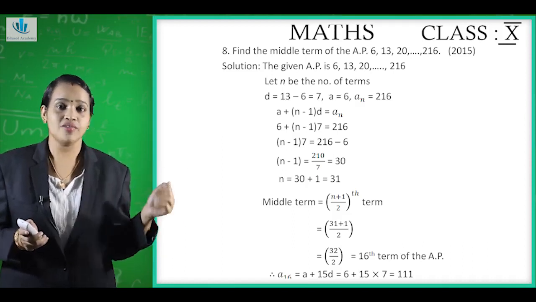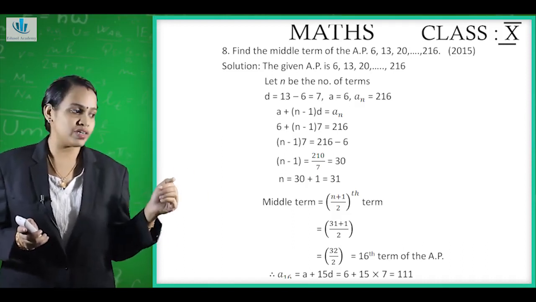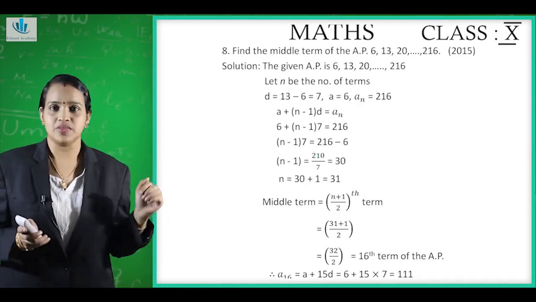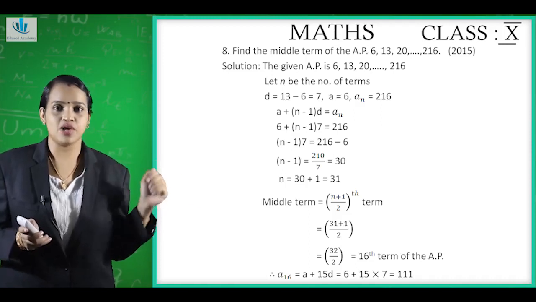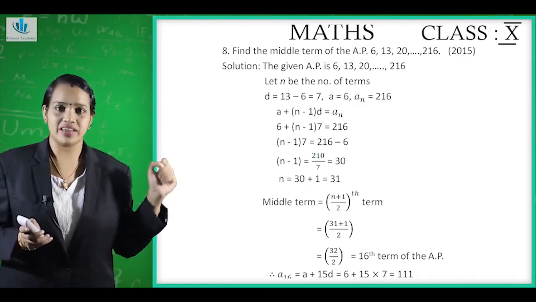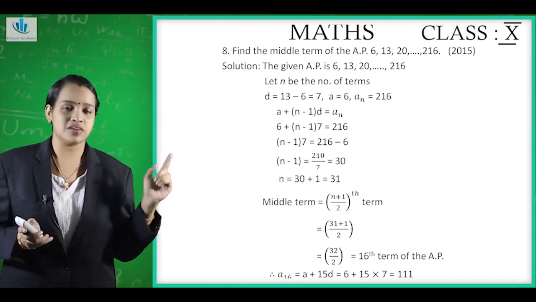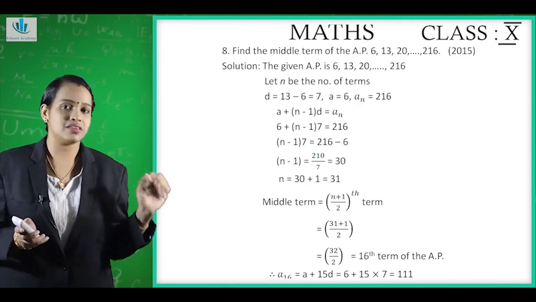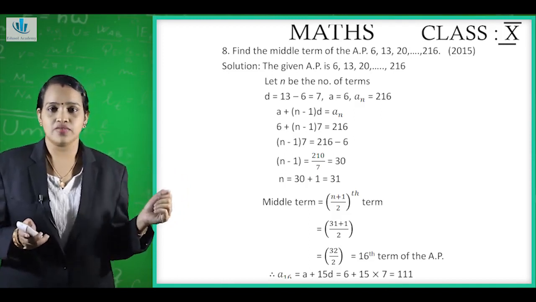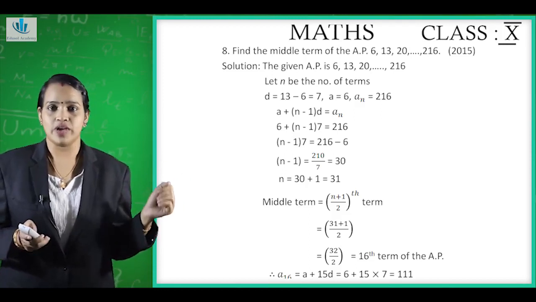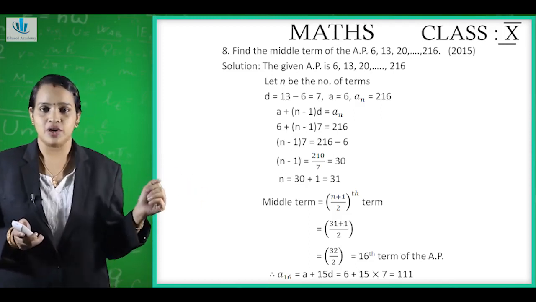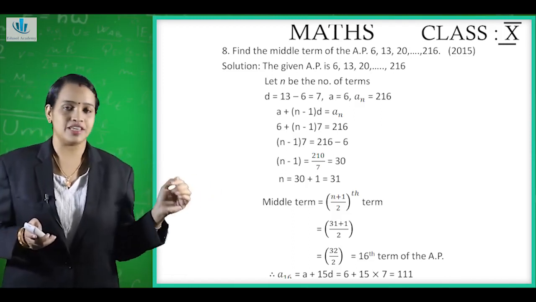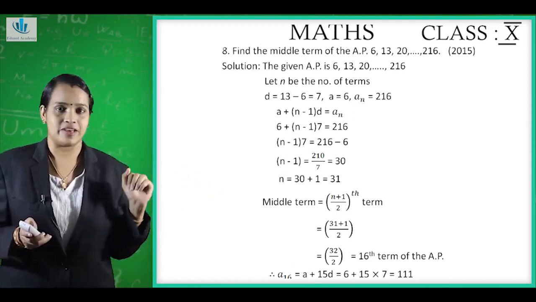Now what we have to find out? We have to find out the middle term. You know the middle term formula, it is the (n plus 1) upon 2 nth term. You have already found the n value, it is 31 plus 1 upon 2. Now 31 plus 1 becomes 32 upon 2, which is equal to the 16th term of the AP. Therefore, A16 is equal to a plus 15d, and a you know it is 6. 6 plus 15 into 7 is equal to 111.